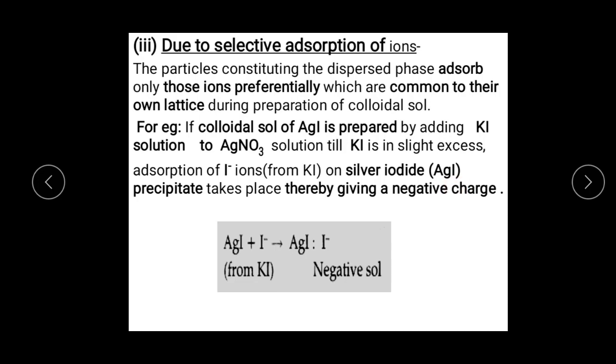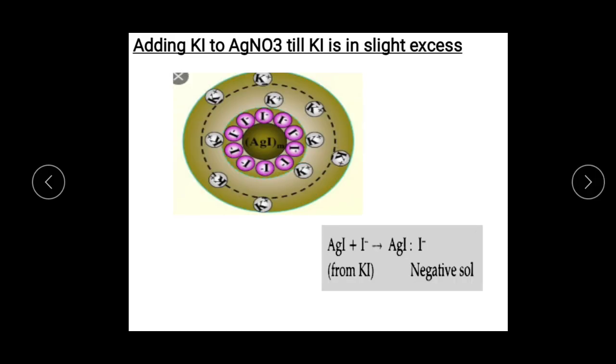We are adding KI into AgNO3 till KI is in slight excess. So what is happening? Iodide ions get adsorbed on the surface, and iodide ion is the common ion with that of the precipitate. AgI also has I, and here we have I minus. The counter ion remains in the dispersion medium, and you get a negative sol.